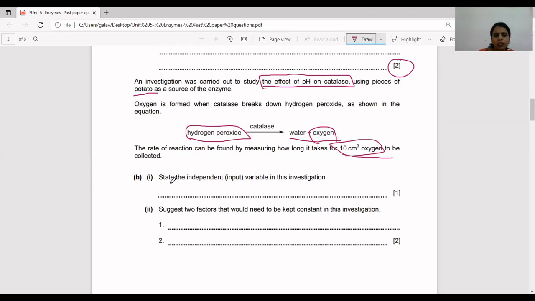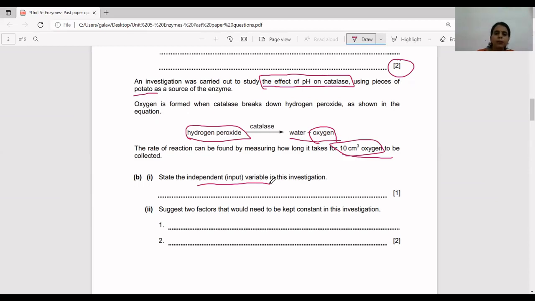Now here the first question given in B is: state the independent variable in this investigation. Always remember that whenever an experiment is carried out, there are two types of variables, dependent and independent.